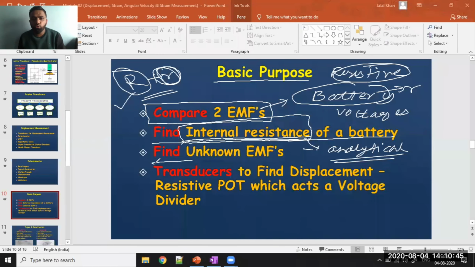Okay, it is also used to find the unknown EMF. Suppose there are two batteries, one is having an EMF E1 and another is having an EMF E2.